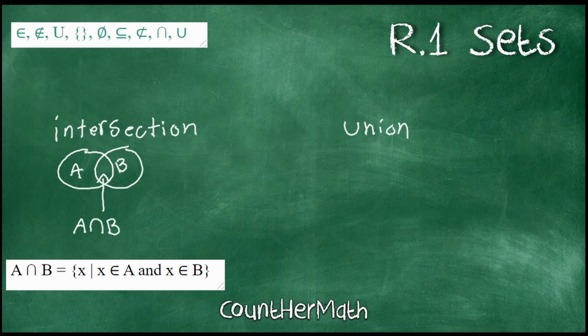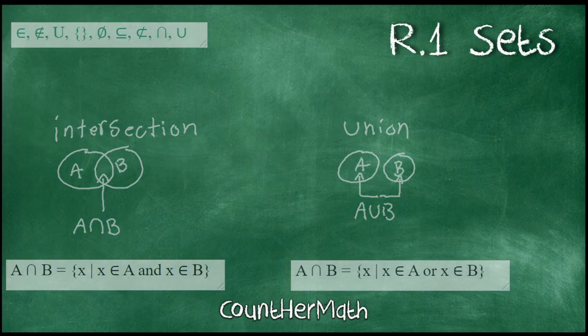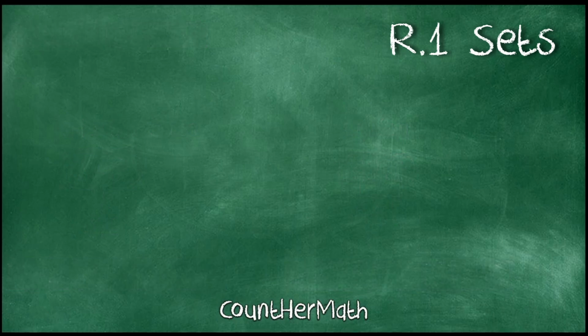And a union between sets is the set that contains all elements from set A or set B. The only difference between an intersection and a union's set builder notation is the AND versus the OR. So a union contains elements from one or the other, so only one statement has to be true at a time. They can have some overlap, but it's not necessary. Let's look at a quick example of each of these.